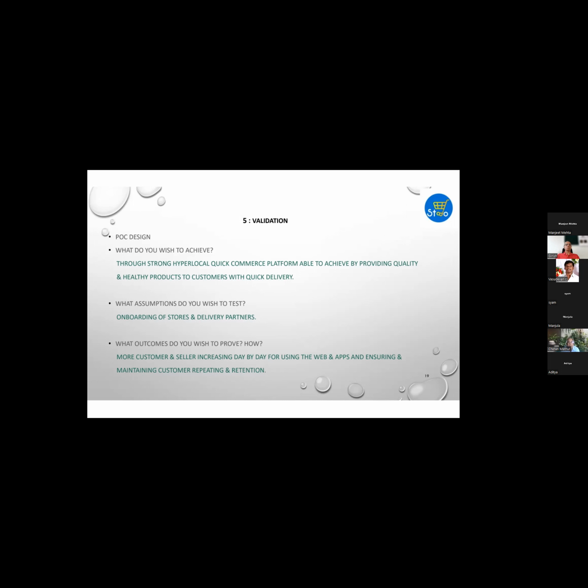Those shops, whoever is interested, will first register in our app by downloading it. Once registered, our backend team will check their store. They will validate. They will check the stores and their hygiene. We have quality checkpoint guidelines.